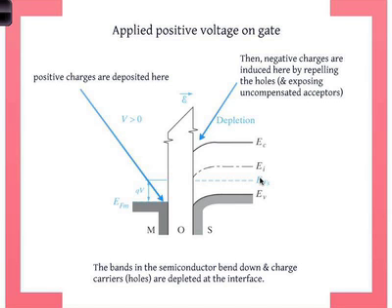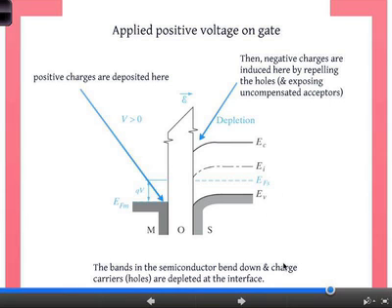Okay, so it has some very interesting properties, but we won't really talk too much about it. But you can think about that as depletion. So in this case, more negative charges are induced by repelling the holes and exposing uncompensated acceptors. The bands in the semiconductor bend down and charge carriers, holes, are depleted at the interface. Okay?